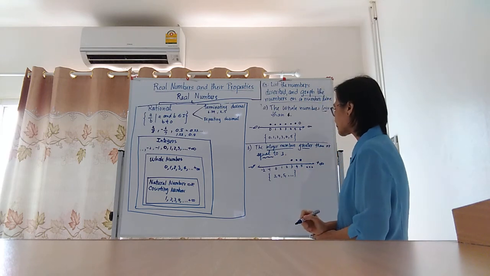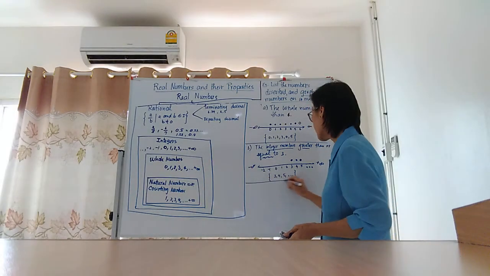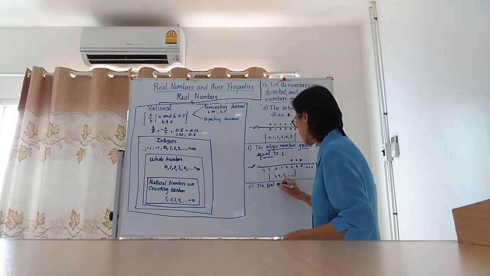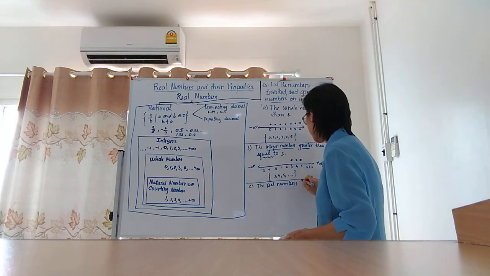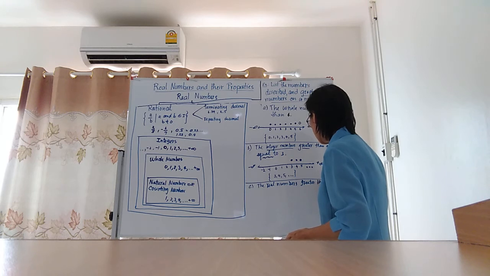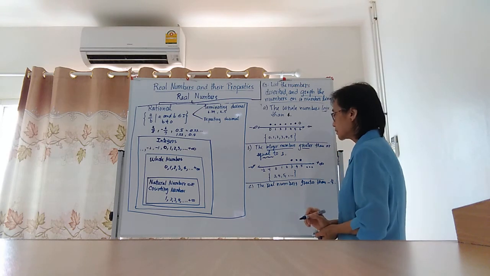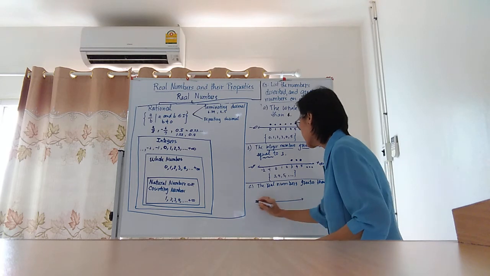Okay, now we try. Any questions? Okay, now go to the next one. Question C. The real number, maybe say greater than -4 maybe. Okay. So the real number greater than -4, then we draw a number line.